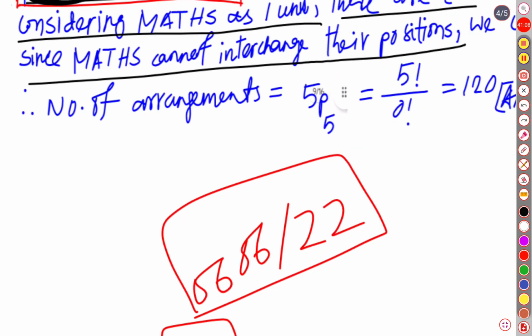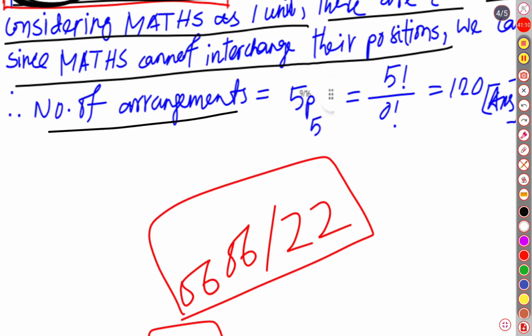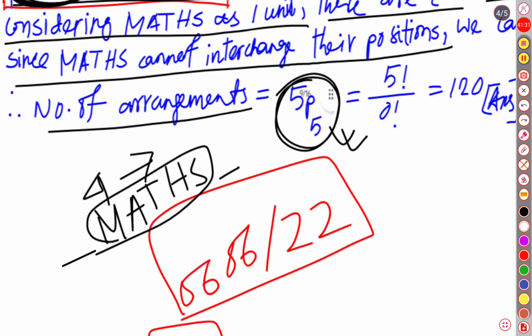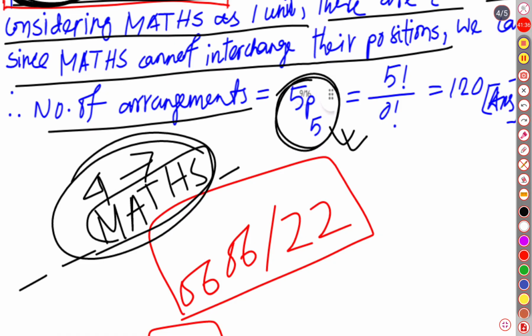So the number of total arrangements is 5P5. That means all 5 units should be arranged or rearranged. 4 are remaining, and MATHS together is 1 unit, because they can also change their position. Altogether they can be at the second position or third position or fourth position, anywhere they can move. So there are only 5, including MATHS as 1 unit. There are 5 units, total 5 factorial ways, meaning 5 positions and 5 units.